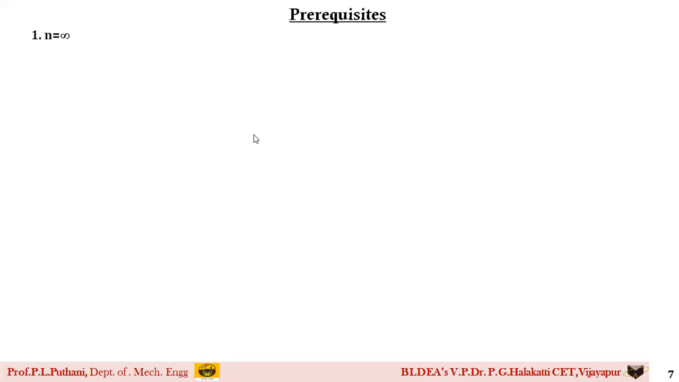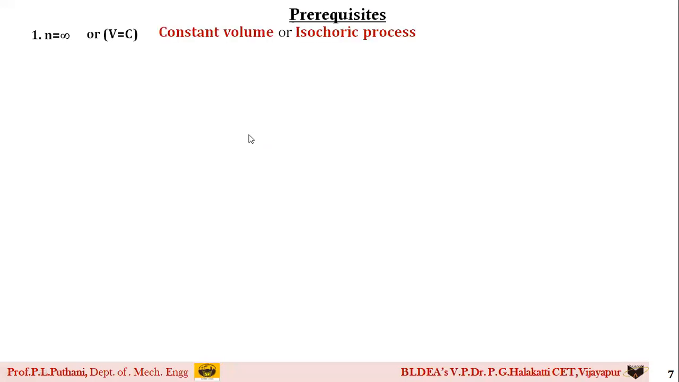Students, always remember, whenever there is a term n is equal to infinity, it is generally applied to your PV relation. So you know your PV relation, PV to the power of n is equal to C. When you put the value of n is equal to infinity in this particular expression, it gets reduced to this form, that is V is equal to C, which means it is a constant volume process, also termed as isochoric process. So therefore n is equal to infinity or V is equal to C, and it is known as constant volume or isochoric process.